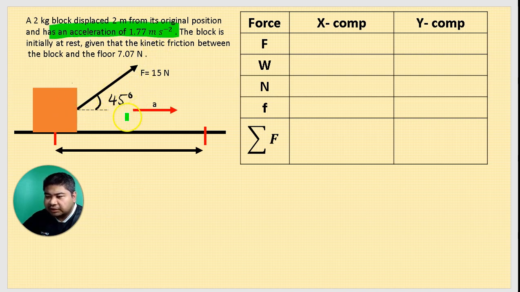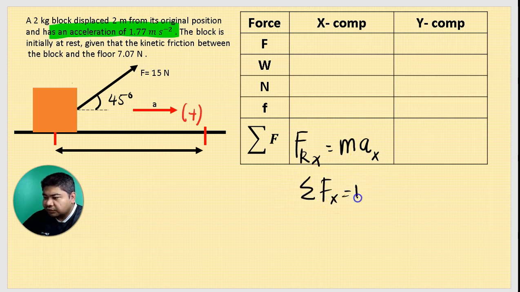If you look at the diagram, the acceleration is along the x-axis. If you still remember from chapter 4, we take the direction of the acceleration as the positive direction. So in the table, we can write that the resultant force in x equals mass times acceleration in x. It is the same as writing the sum of force equals ma. Okay, they are the same thing. The block is initially at rest, and the kinetic friction is given as 7.07.